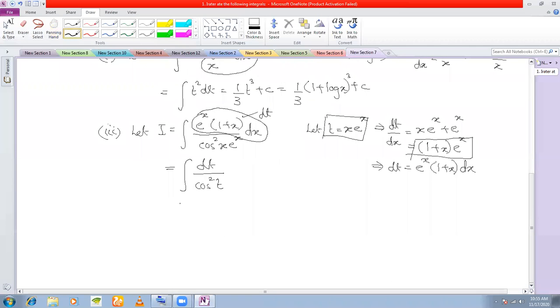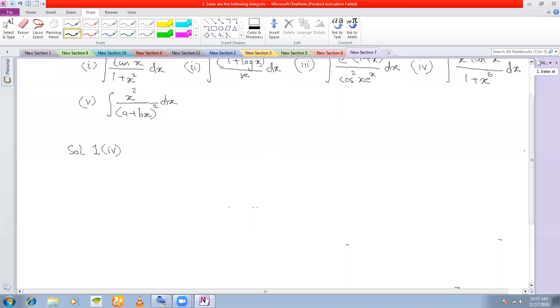So that means this becomes integration of sec squared t dt. And what is the integration of sec square? We know integration of sec square is tan. So tan t plus c. And what is the value of t? Put back the value of t. The value of t is x e to the power of x, so the answer is tan of x e to the power of x plus c. Okay, any question till now?